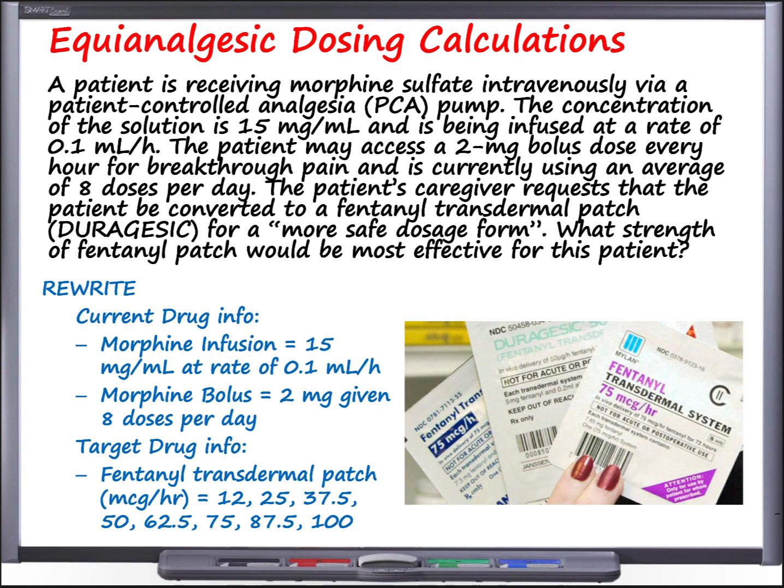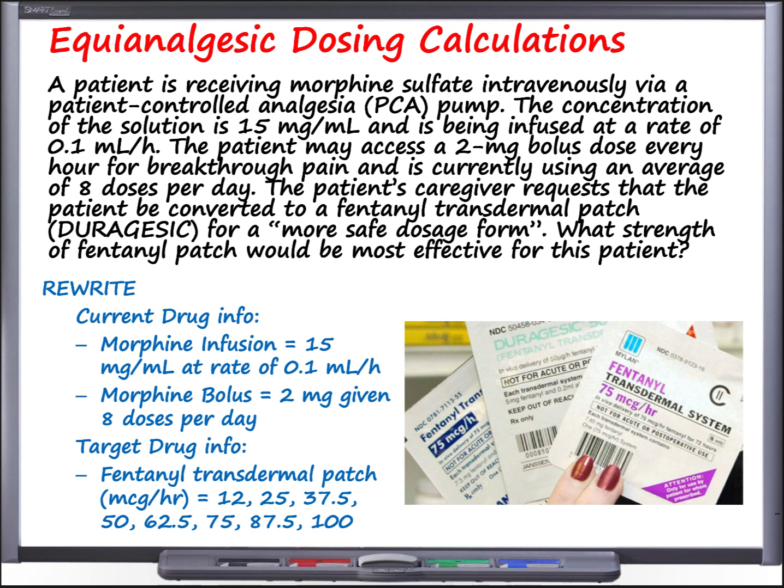All right, so with that in mind, let's rewrite this information. As I alluded to, there is a lot of information. Let's organize it so it makes sense. So first, let's rewrite what is the current drug therapy. The current therapy for this pain management for this patient is to use a morphine infusion continuously with a concentration of 15 milligrams per milliliter and at a rate of 0.1 milliliters per hour. That continuous infusion of that concentration of morphine hopefully controls this patient's pain.